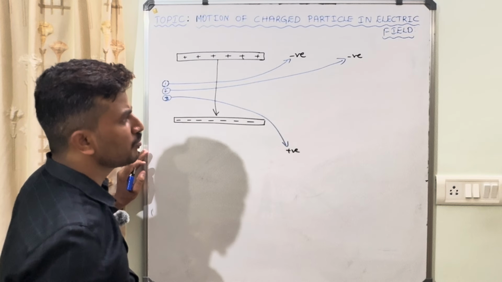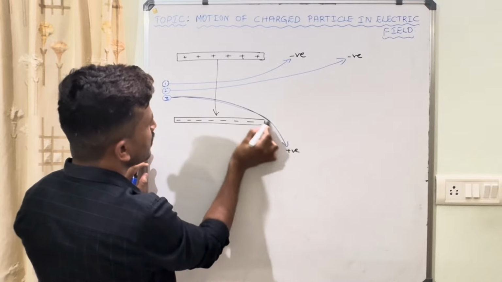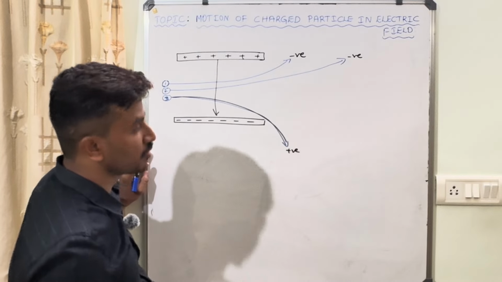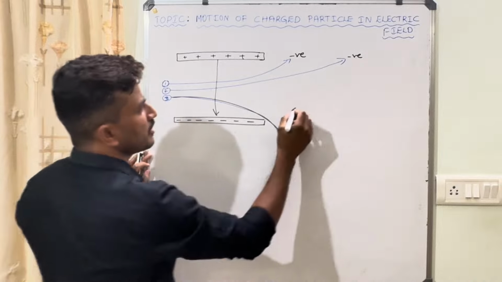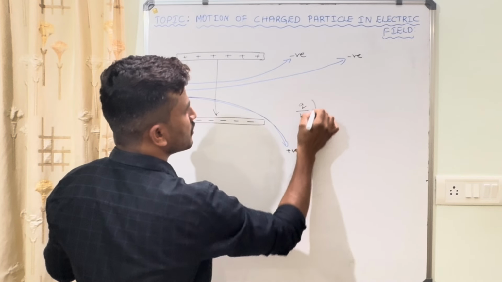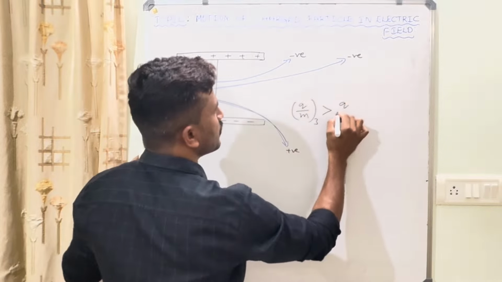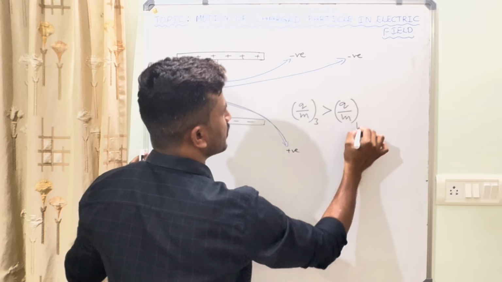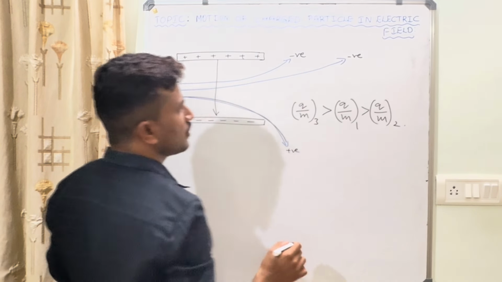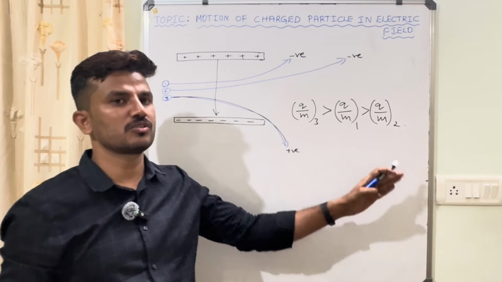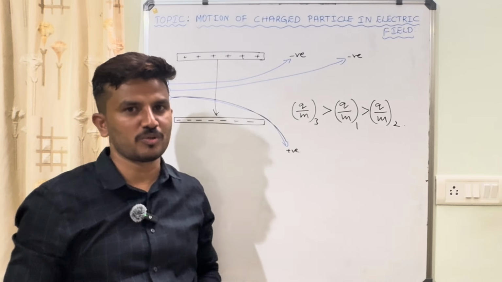Which one is getting deflected more? This charged particle is getting deflected more. That means this has more specific charge, that is, charge per unit mass of the third particle is more. After that, the first particle is getting deflected more. Q by m of the first particle is greater than Q by m of the second particle. So this specific charge matters a lot. To find the deflection, whether it is more or less, can be found by using this formula.